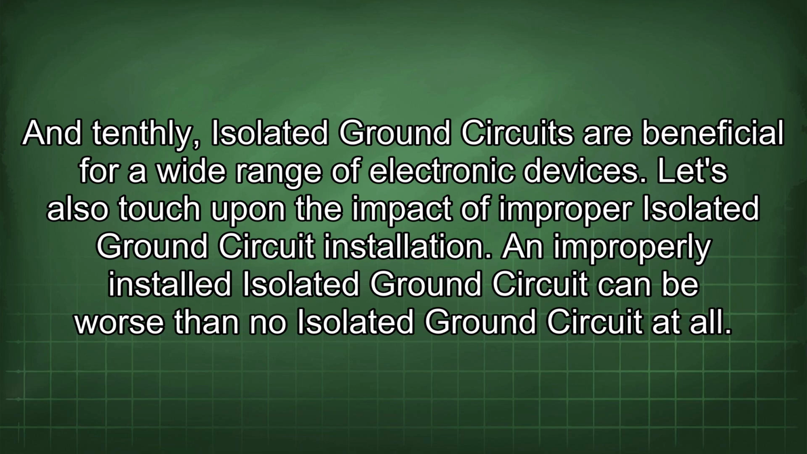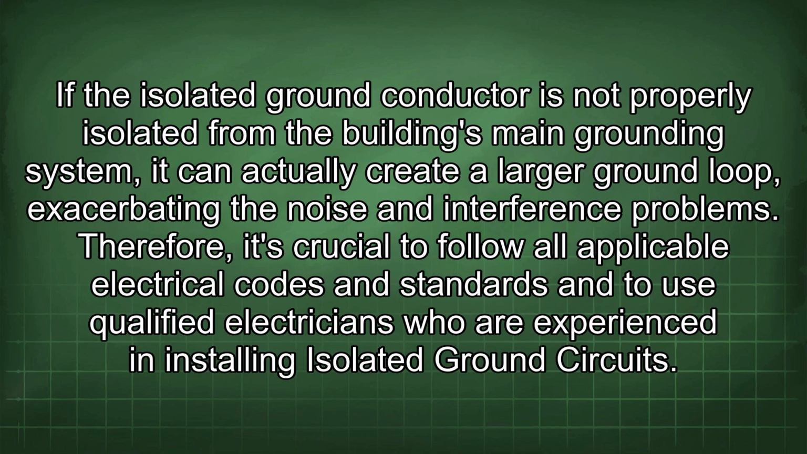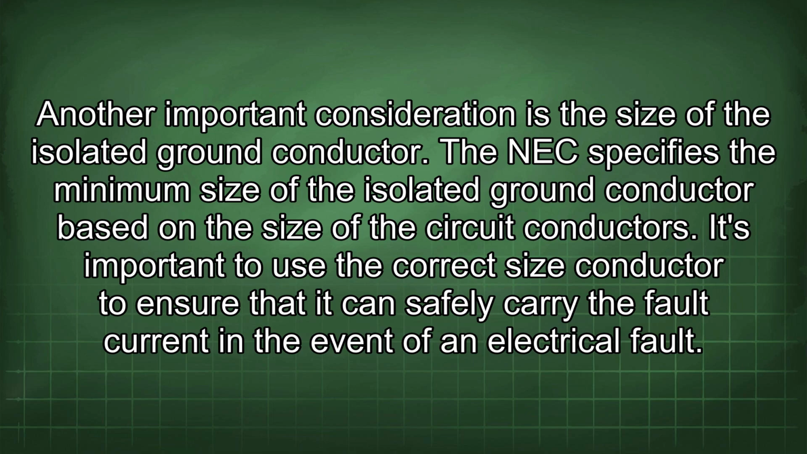An improperly installed isolated ground circuit can be worse than no isolated ground circuit at all. If the isolated ground conductor is not properly isolated from the building's main grounding system, it can actually create a larger ground loop, exacerbating the noise and interference problems. Therefore, it's crucial to follow all applicable electrical codes and standards and to use qualified electricians who are experienced in installing isolated ground circuits. Another important consideration is the size of the isolated ground conductor.